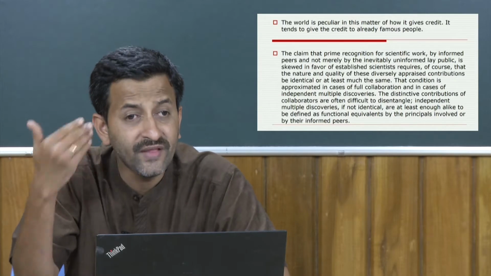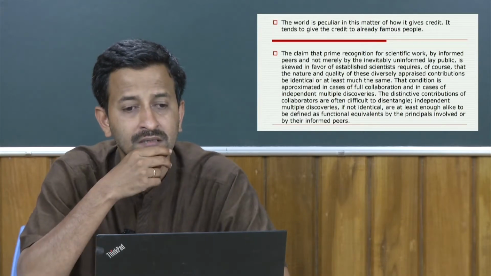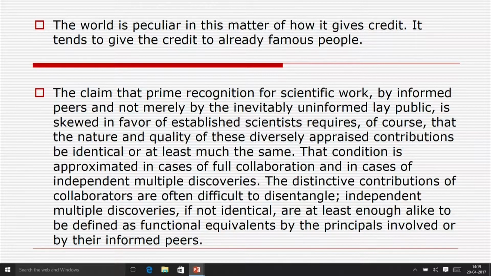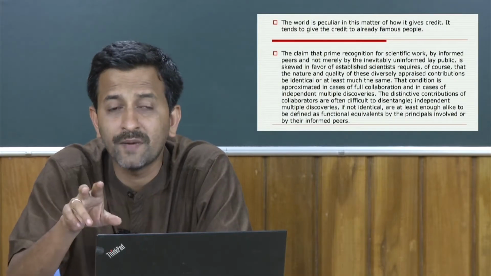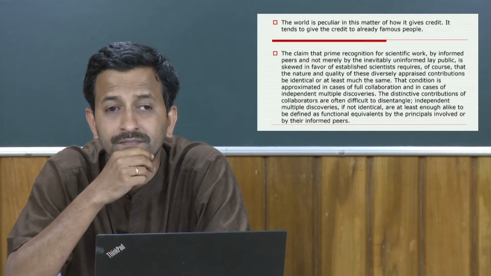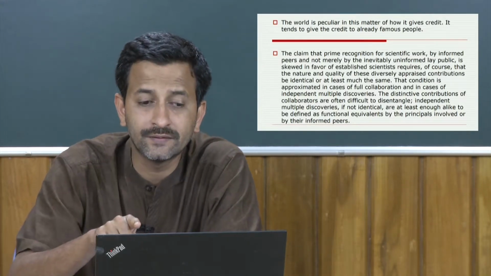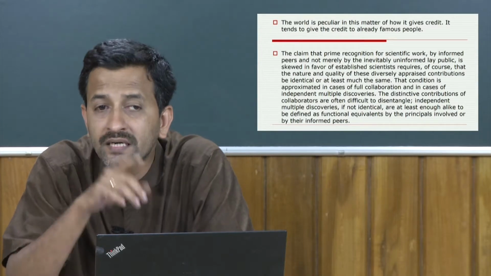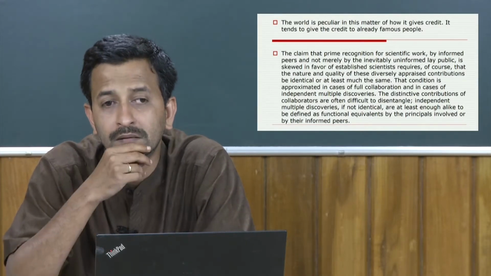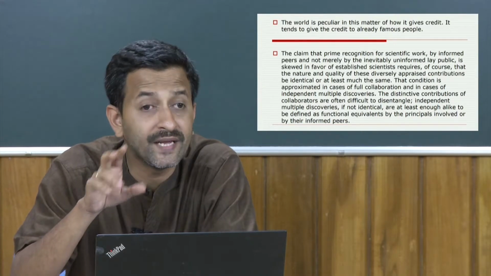Strengthening the argument further, one Nobel laureate told Harriet Zuckerman once in the process of such interviews that the world is peculiar in this matter of how it gives credit. It is a peculiarity. The world, including the world of science, is peculiar in this matter of how it gives credit. It tends to give the credit to already famous people, to already known people. This is very important.